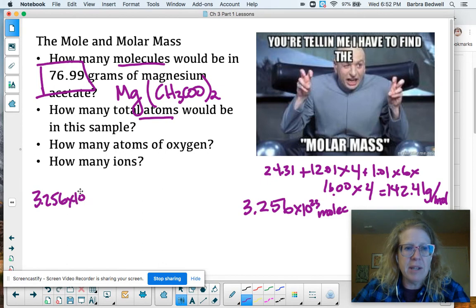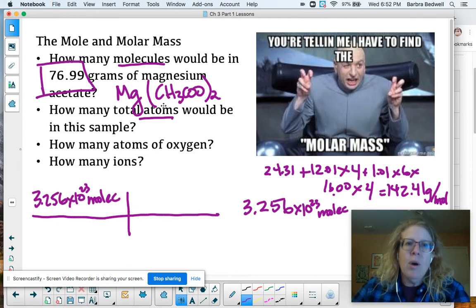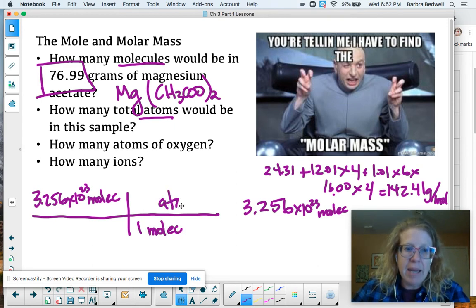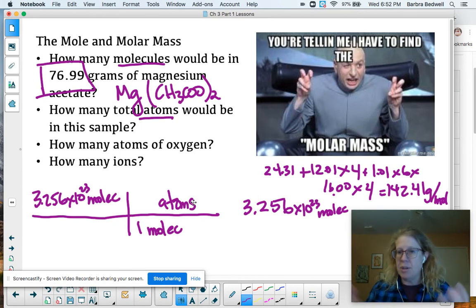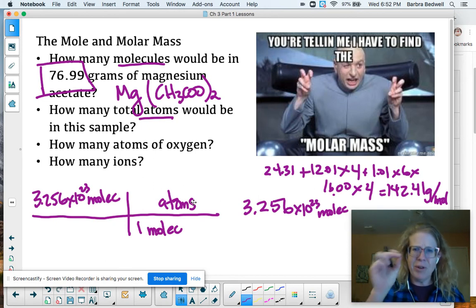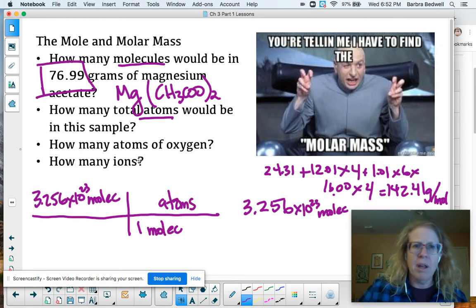3.256 times 10 to the 23rd molecules of magnesium acetate. Again, I don't have my label on there. All right, well, how many atoms are in each molecule? 1 molecule of this stuff has how many atoms in it? And you can do this as a conversion. This is not Avogadro's number. This is not molar mass. This is literally just taking this particular molecule apart. So what do we have in here?